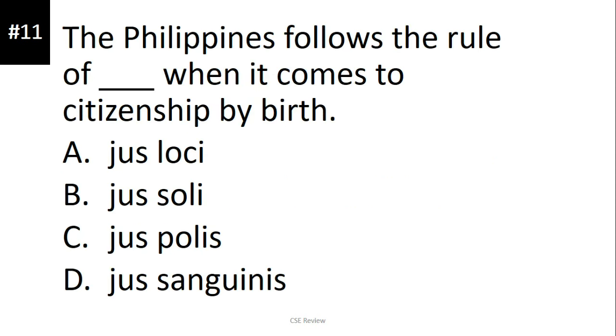Number 11, the Philippines follows the rule of blank when it comes to citizenship by birth. Tayo ay jus sanguinis, which is the rule of your blood. The right comes from the blood. So, ibig sabihin kung meron kang halo, kahit 50% na Filipino, you become a citizen by birth. Okay? Jus loci is, di ba, location. Loci, location. Locate. Soli is, wala naman. Polis is city. So, these are just invalid terms. Pero ang jus sanguinis talaga ang sa atin, by blood.